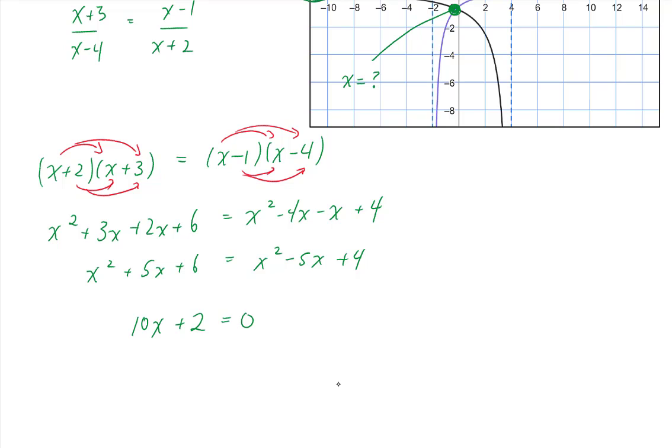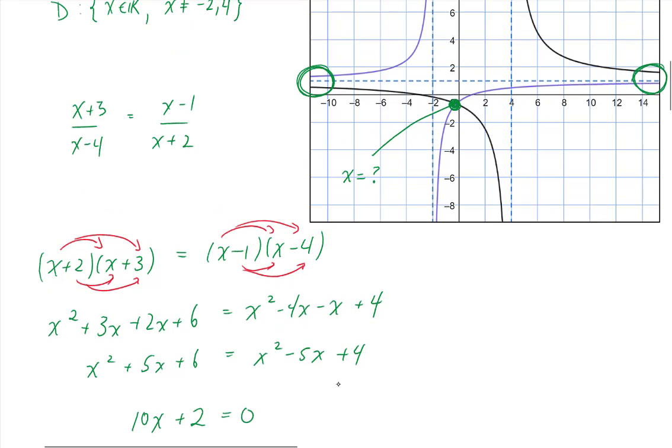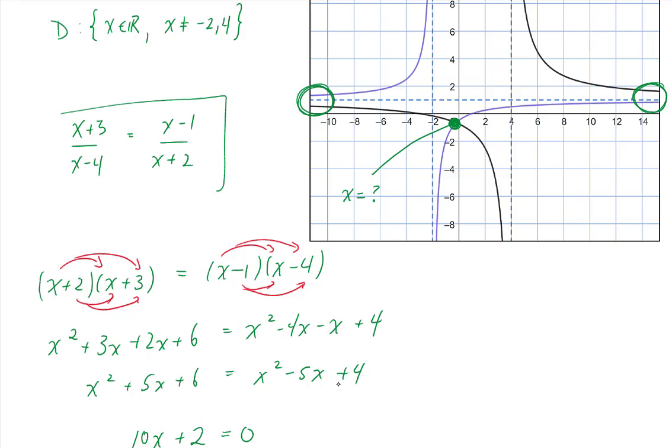So since we have a linear equation, we just move the constant to the right side and divide by the coefficient in front of x. So the solution to this rational equation is x = 1/5. If we want to verify our work, we can take that x = 1/5 and sub it back into our original equation. And we'll get that the left side is equal to the right side. We also see now that the two graphs intersect at x = 1/5.